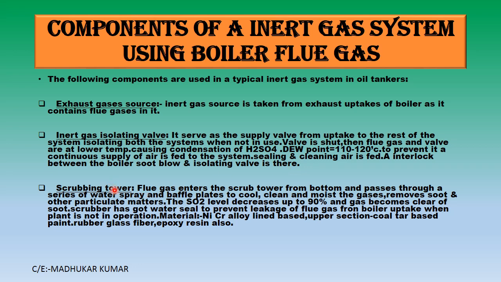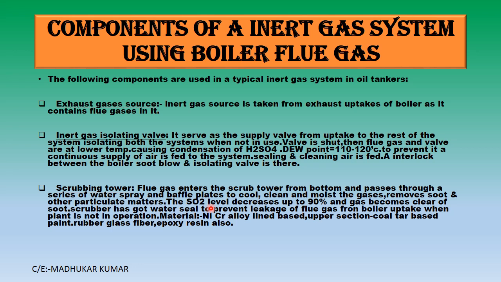Now the scrubbing tower. Flue gas enters the scrubber tower from the bottom and passes through a series of water sprays. Here it acts as a seal and also as a cooling part, because the flue gases coming from the boiler need to be cooled and cleaned. After the water sprays, the gas has to pass through the demister pads, which have a zigzag path. The baffle plates cool and clean the moist gases, removing soot and other particulate matter. The SO2 level also decreases by 90%, and the gas becomes clear of soot.